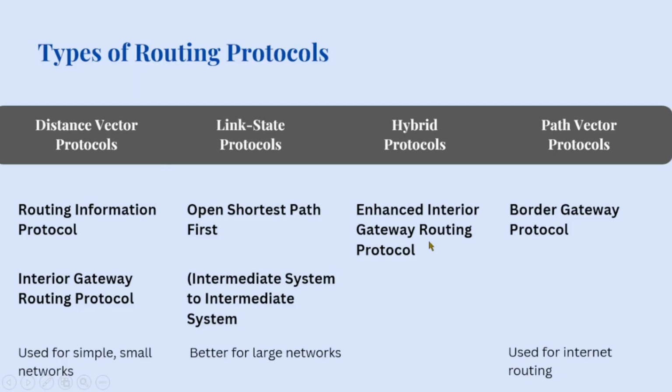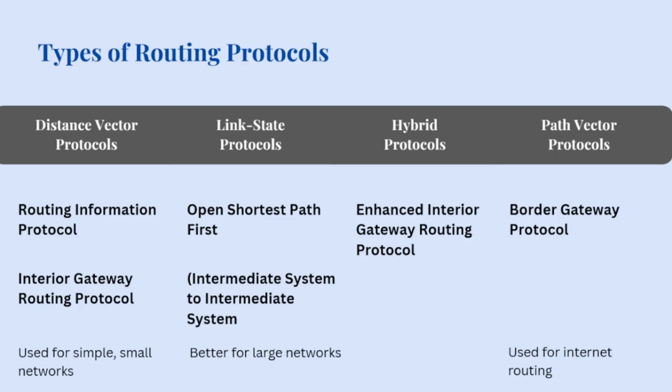Now let us talk about link state protocols, which build a map of the network instead of sharing entire routing tables. It uses Dijkstra's shortest path first algorithm in order to find the best route, and it has faster convergence when we compare it to distance vector protocols, but it requires more memory and CPU power also. The types of link state protocols are Open Shortest Path First and IS-IS, Intermediate System to Intermediate System.